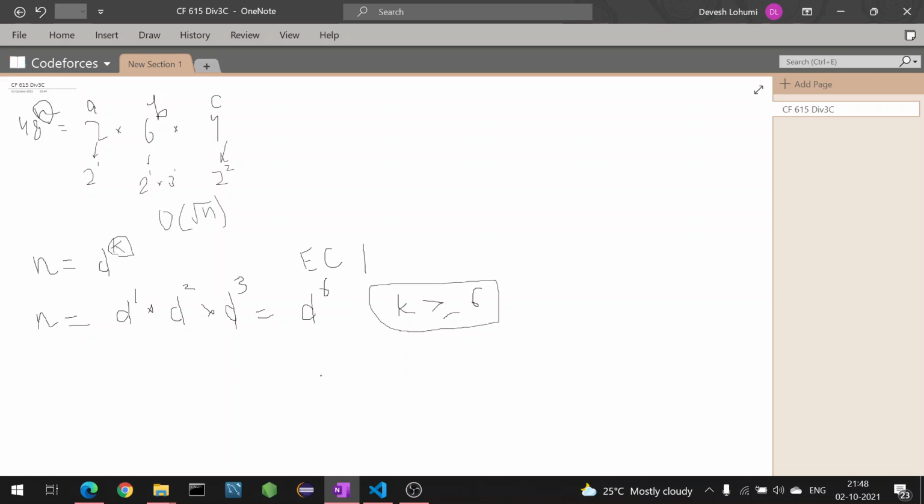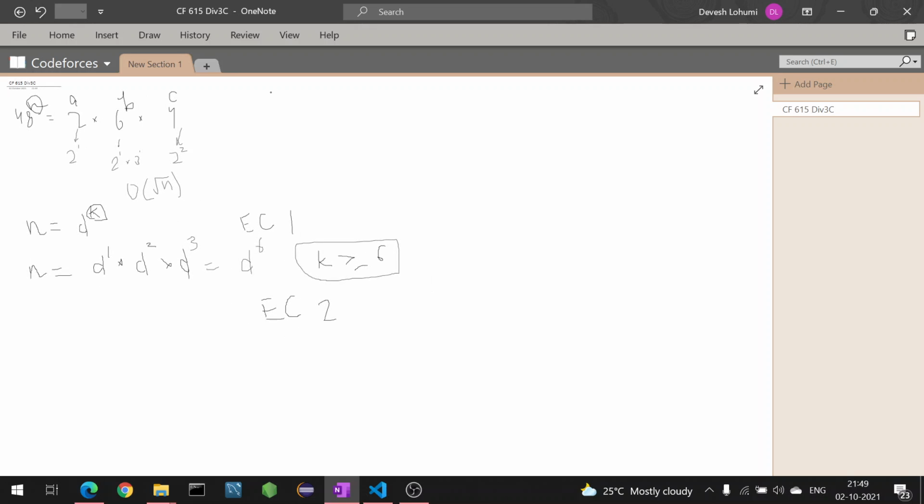Now let's consider edge case 2. After this edge case, it becomes a very trivial problem. Now let's say that we have just 2 prime factors. Say n is of the form a power L1, and b power L2. Now what you can notice here by observation is that L1 plus L2, that is the combined power, has to be at least 4.